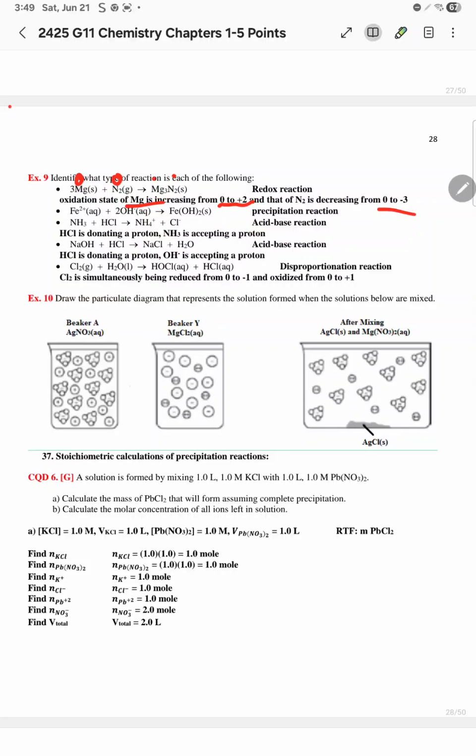So that's the first one. Now let's go on to the second one. Fe2+ plus 2OH minus gives Fe(OH)2. This is precipitation, aqueous into solid.